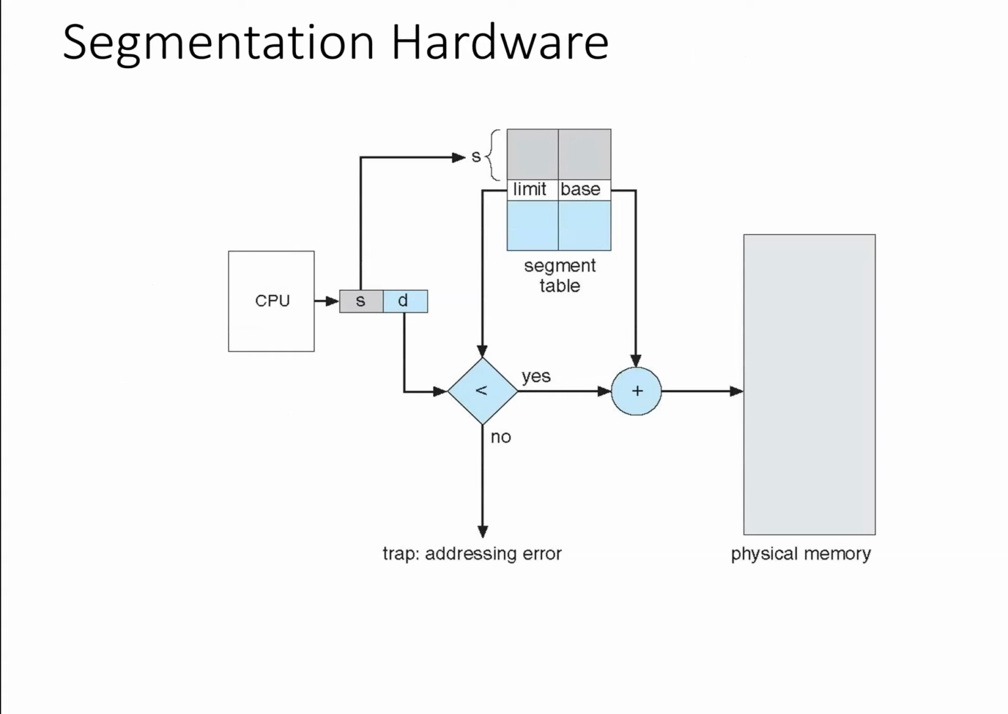Here we've got a CPU, we've got our segment and our offset. So when we try to read memory, is the offset less than the limit? If yes, then we get to our memory by adding the base to it. If no, otherwise we get an error.